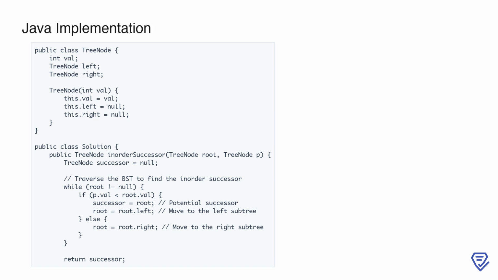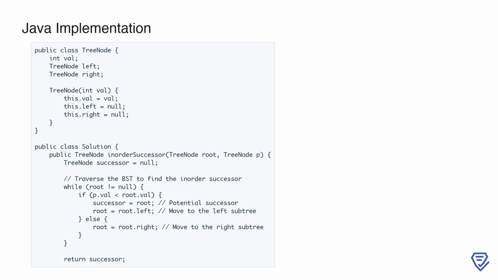Next, we define the solution class and its method Inorder Successor. This method takes the root of the binary search tree and the target node P as input, and it returns the Inorder Successor of P. The Inorder Successor is the smallest node in the tree that is larger than P.